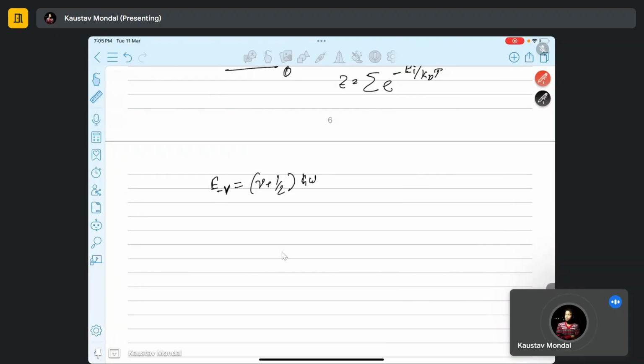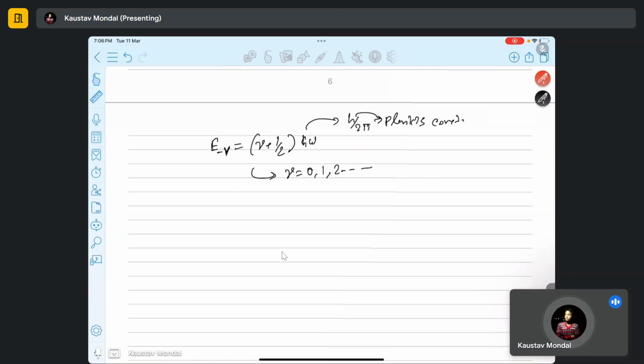H cut omega. Okay, so this is represented. Now here nu can take values, you already know, 0, 1, 2, like this. H cut is nothing but h by 2 pi, where h is the Planck's constant, right? And nu is the vibrational frequency.